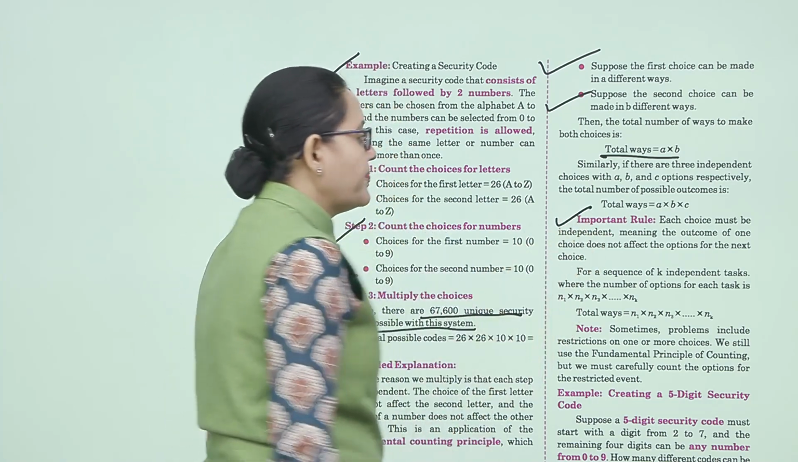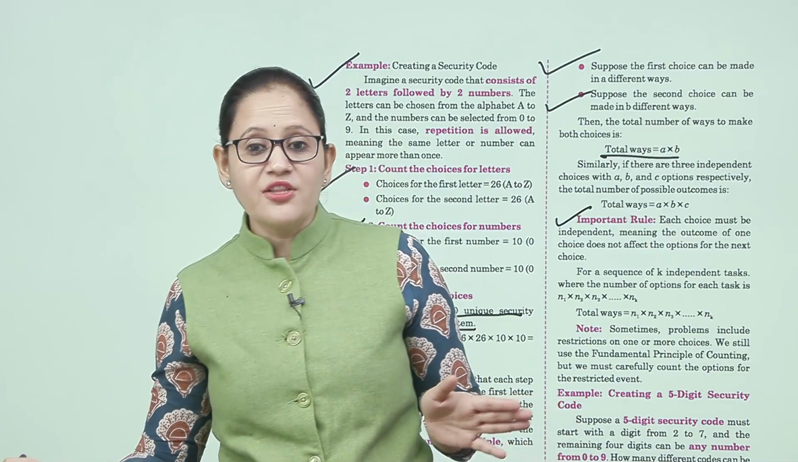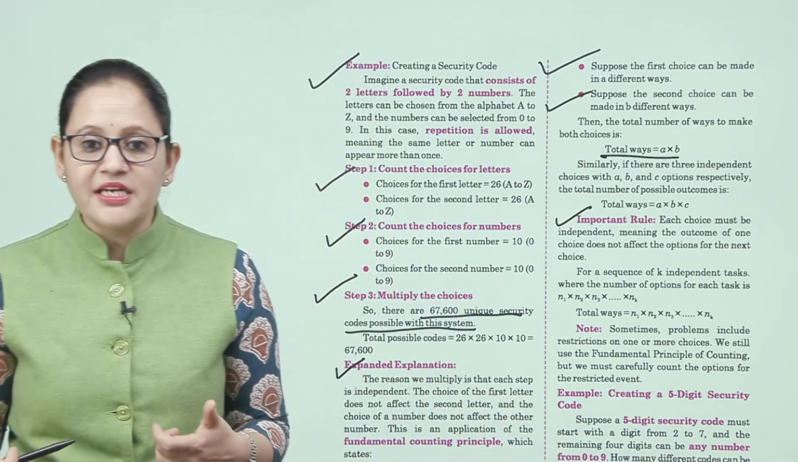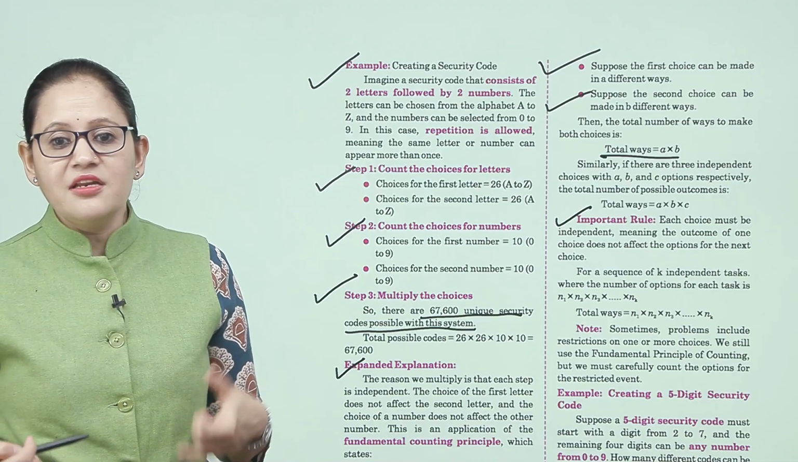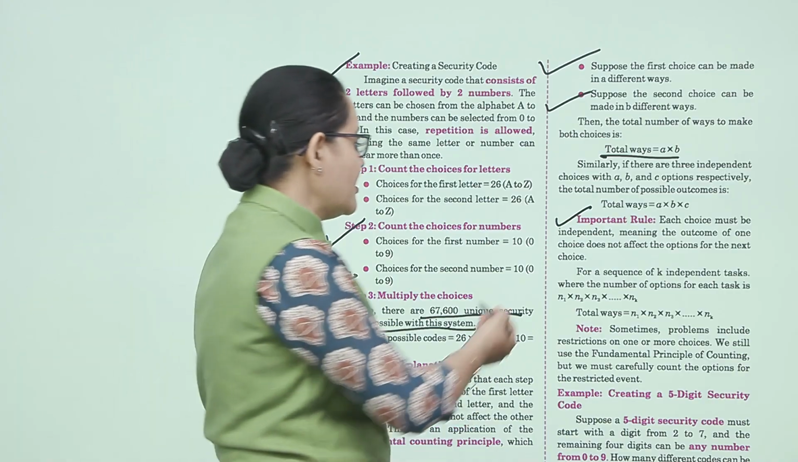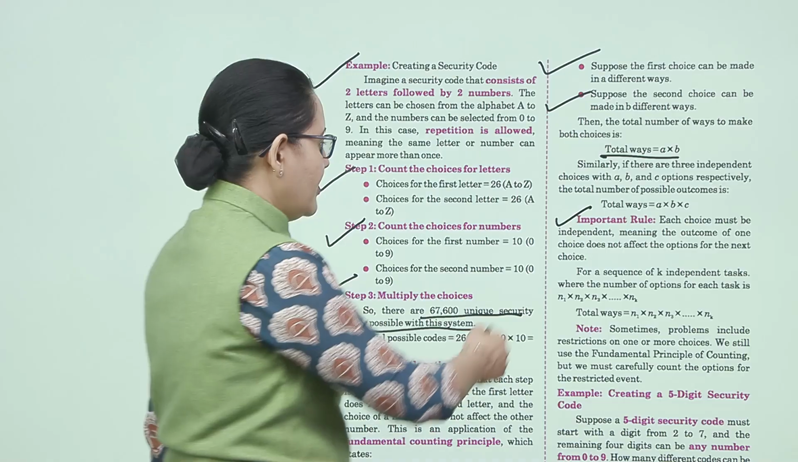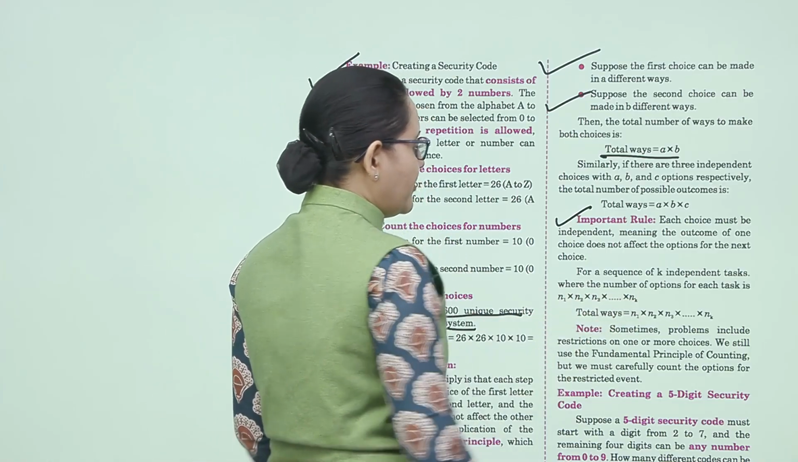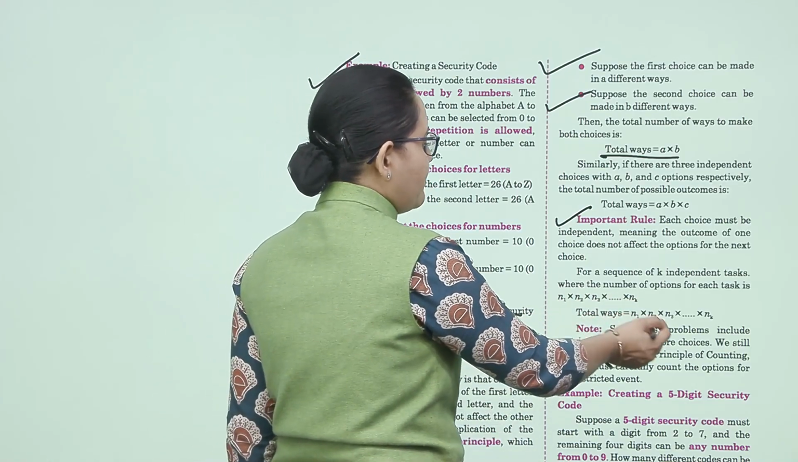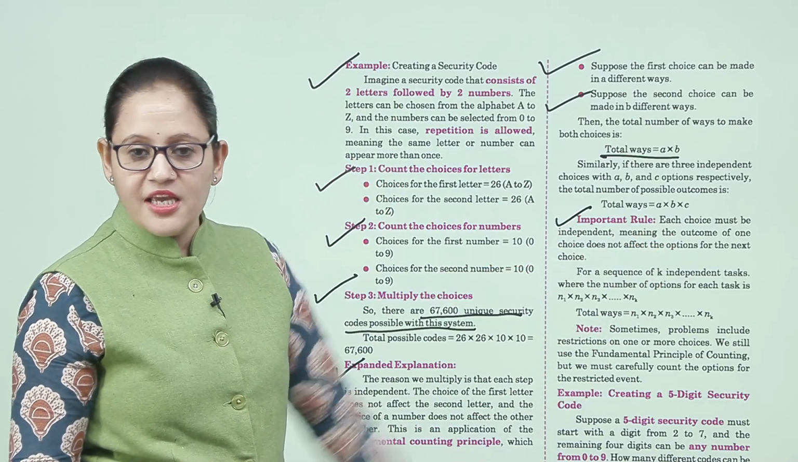Now, an important rule: each choice must be independent, meaning the outcome of one choice does not affect the options for the next choice. For a sequence of k independent tasks, where the number of options in each task is n1, n2, n3, till nk, the total number of ways is equal to n1 multiplied by n2 multiplied by n3 up to nk.